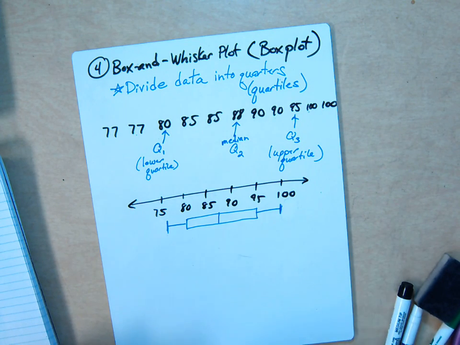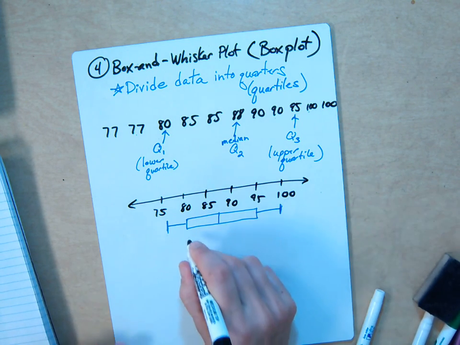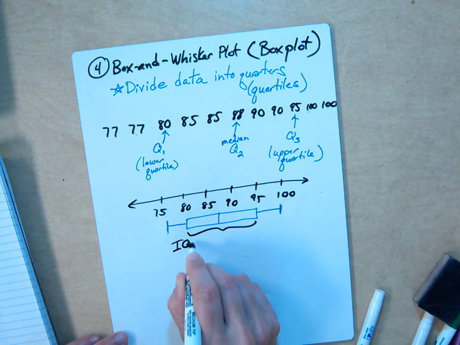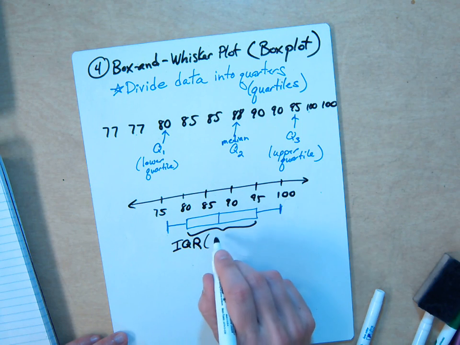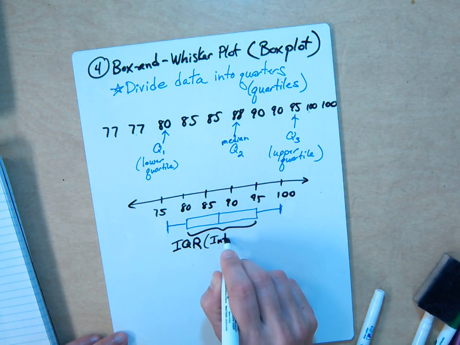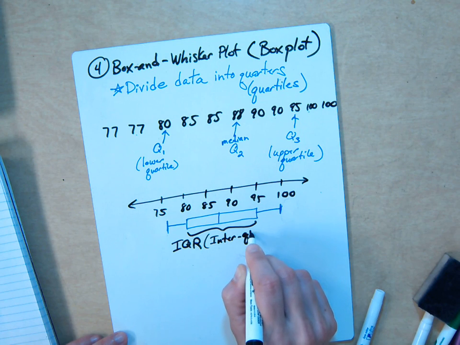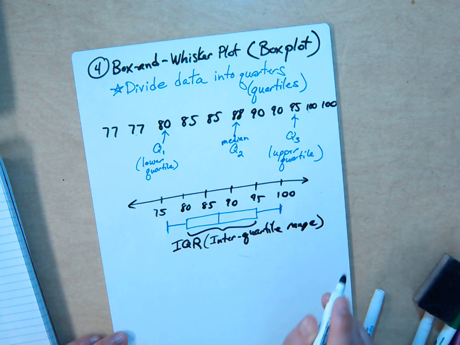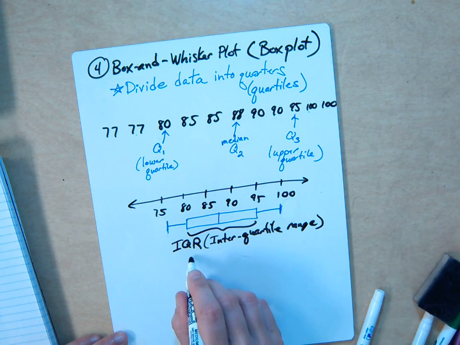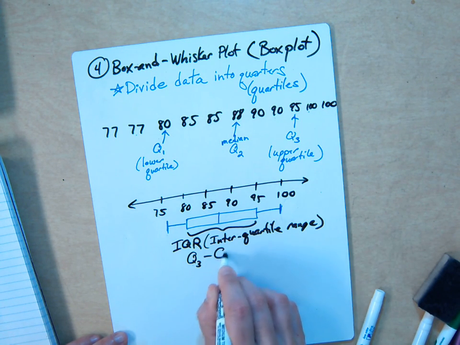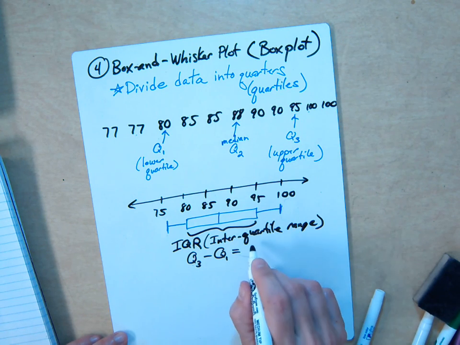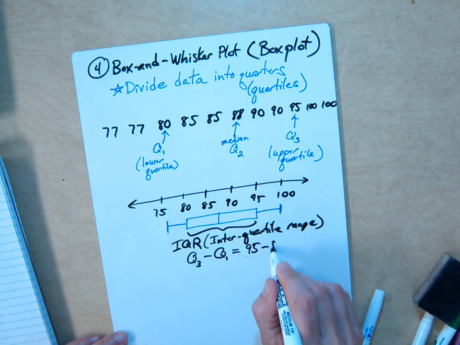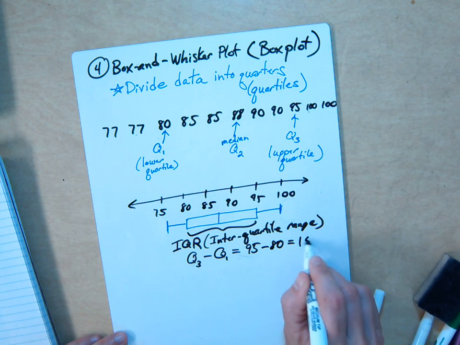The last thing I have to say for terminology is this range is called the interquartile range. It's a really important number in statistics. I'll write out the words for it. Interquartile range. And how would you find that? That number is Q3 minus Q1. You just literally take those values and you subtract. So Q3 was 95, Q1 was 80, so the interquartile range is 15.